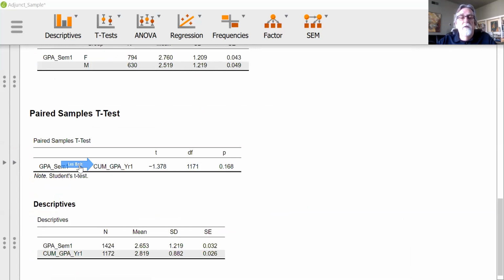And you can actually look at the means to get an idea. First semester was 2.65, the end of the year was 2.81. But because of the difference in standard deviations and the different standard means, that meant that there was nothing really happening there. There was not a significant t-value.